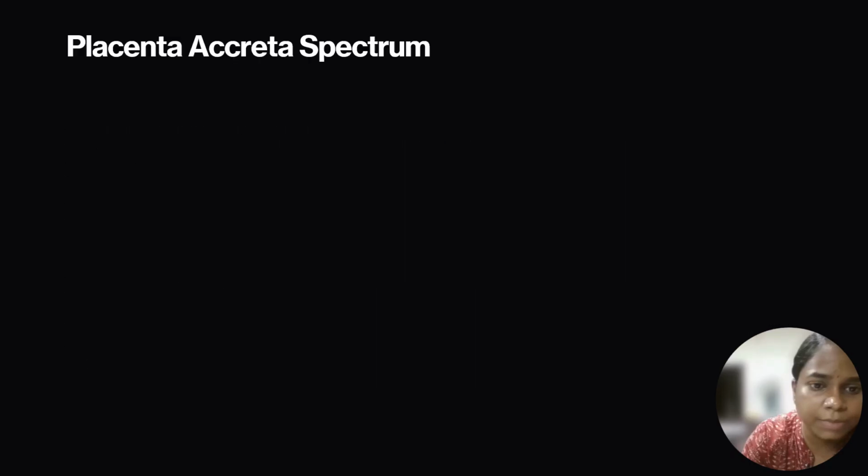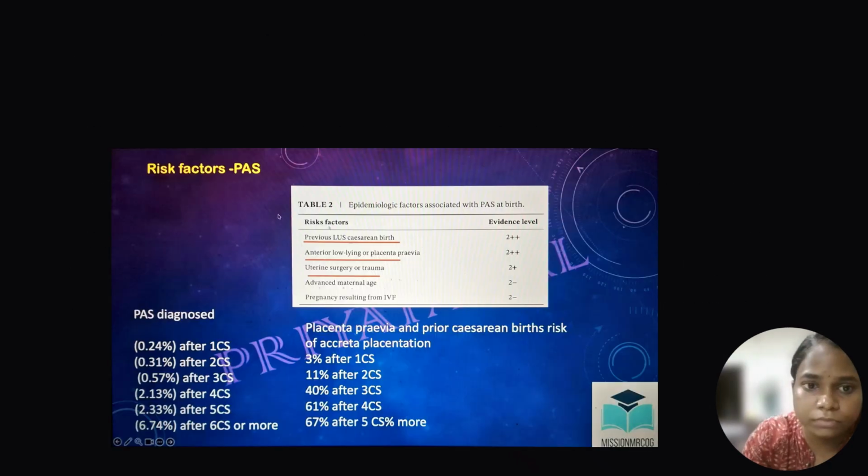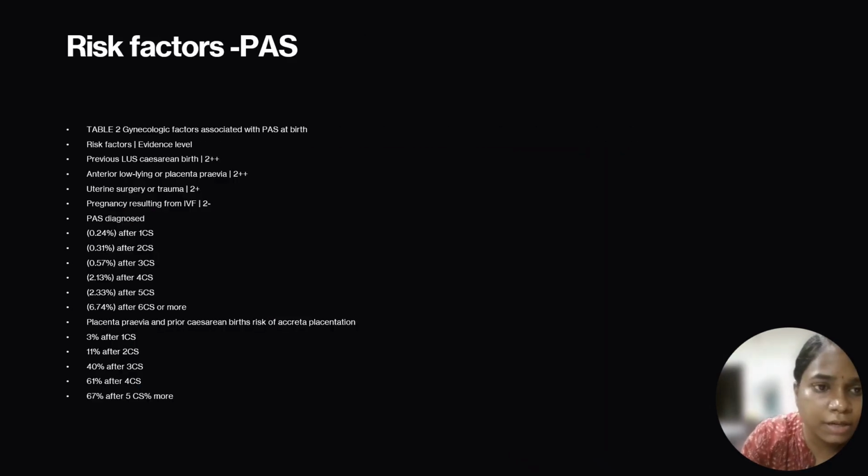This is the same thing which I told. So the spectrum is accreta, increta, percreta. Accreta means it attaches to the myometrium. Increta means it invades the myometrial layers. Percreta is where the chorionic villi penetrate up to the serosa, sometimes involving the bladder, intestine, parametrium and other neighboring tissues. So this is about the risk factors and evidence for PAS. First I told you about placenta previa, now I am telling you about PAS.